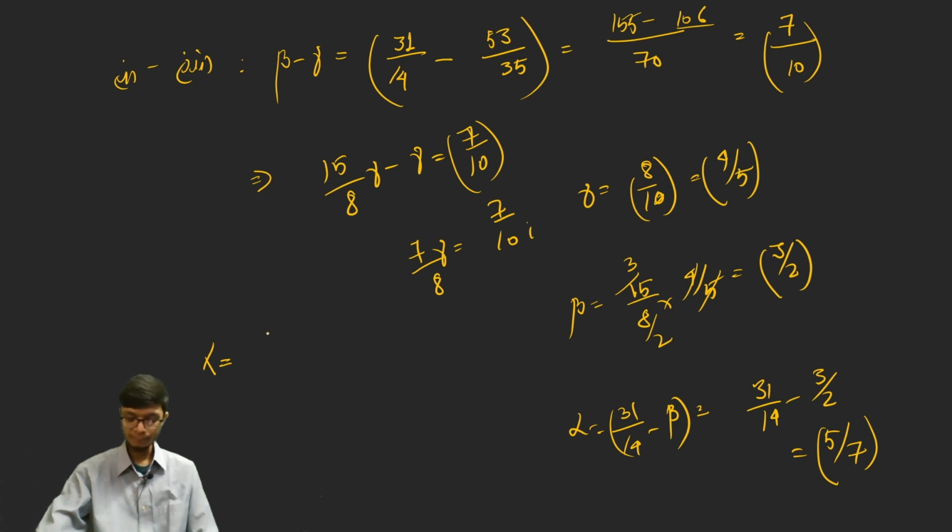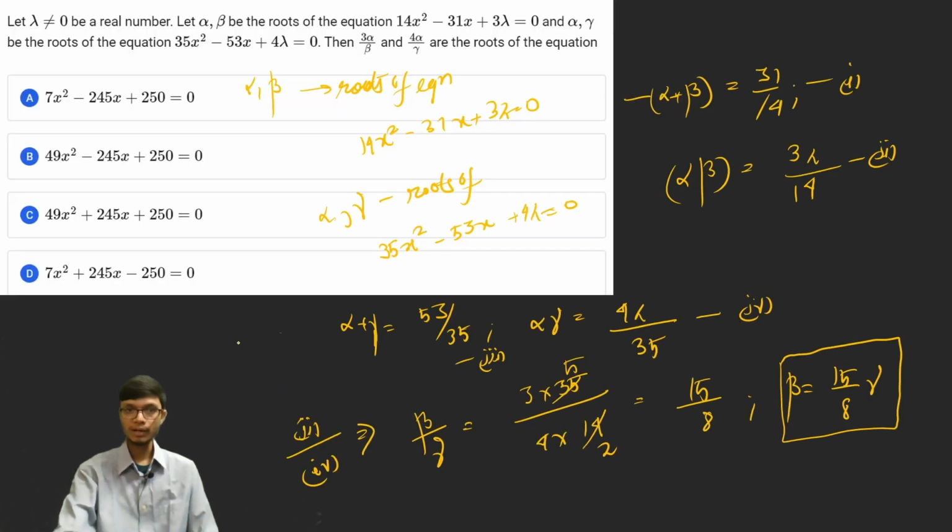So lambda from here, if you can obtain it, lambda is basically 14 by 3 alpha into beta, and if you solve this, it will come out as 5. You can definitely solve this: 15 by 14 into 14 by 3, that is 5. Obviously this is 5, and if I have the values of lambda, alpha and beta, then I can definitely proceed.